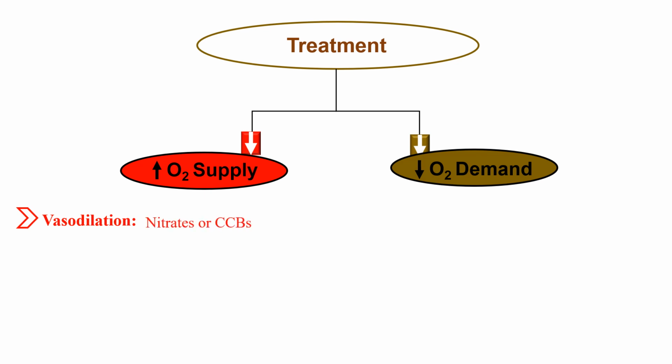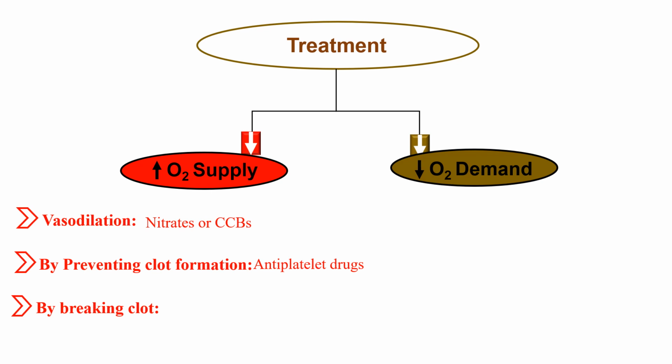Vasodilators such as nitrates can be given that relax coronary arteries and increase oxygen supply. Or vasoconstriction can be prevented by giving calcium channel blockers. By preventing clot formation in the coronary arteries, for this antiplatelet drugs can be used. By breaking the clot which is formed in the coronary arteries, it can be done by administering thrombolytic agents such as streptokinase. Now, how to reduce oxygen demand by the heart?